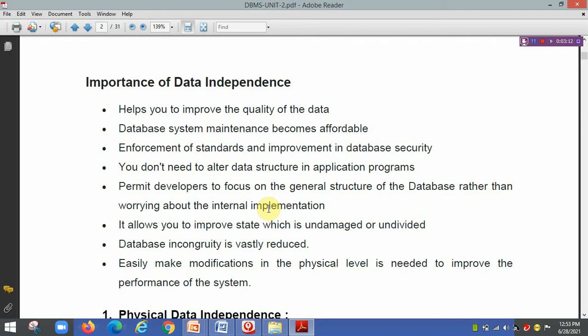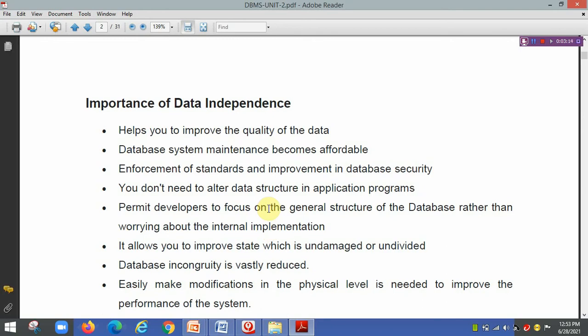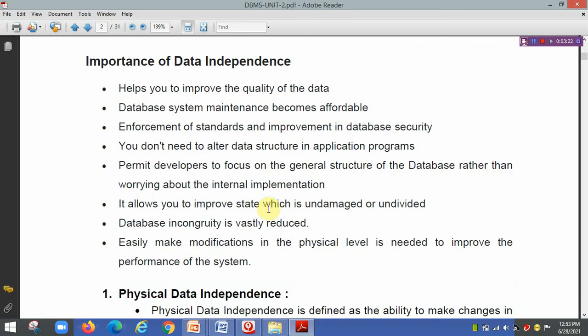First we discuss why the data independence concept is required, or why it is important. Because it helps you to improve the quality of the data. Database system maintenance becomes affordable. Enforcement of standards and improvement in database security. For this purpose, data independence is used.